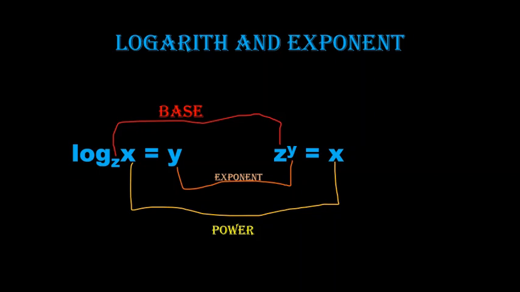Now the difference of these two is the results. As you can see, in the logarithmic form, the result is always the exponent, y. But for the exponential form, the result is the power, x. So it depends on what you would like to get. If you would like to get the value of the exponent, you should use the logarithmic form. But if you'd like to get the value of the power, you should use the exponential form. Okay, so that's the relationship between logarithm and exponents, their similarities and differences.